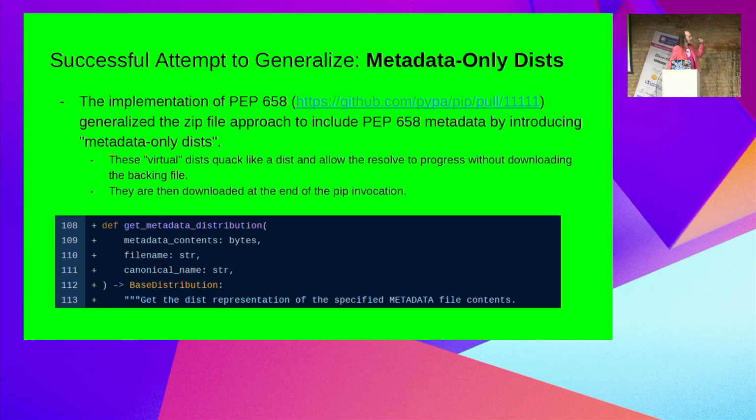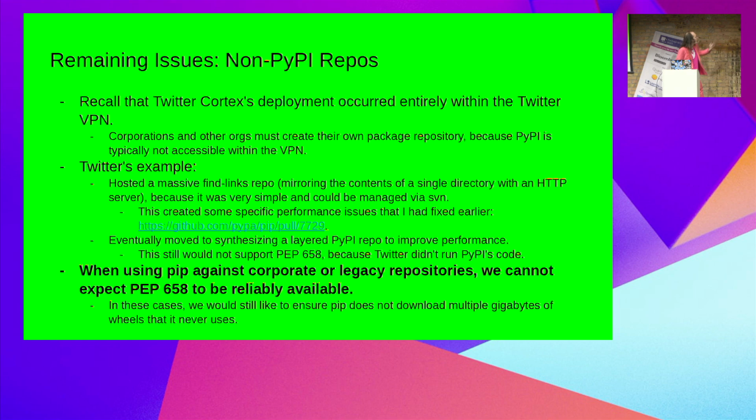Metadata-only dist was the generalization of this, and the point that I'm trying to make about pip in general is that this first zip file approach then led to the more structured approach. Once you have this metadata-only dist, once you have the ability to generalize or shrink down a distribution to metadata-only, which just means that your resolver can progress without it, you can do really fun things with it. So this is the reason why I'm saying pip is going to be faster. You can trust me or not.